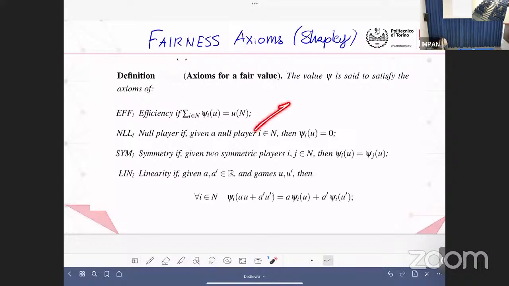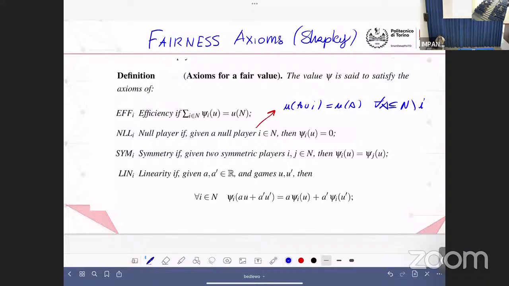Okay, you are not obliged to know null player, I realize now. Null player means practically that u of A union i is equal to u of A for all A in N minus i. So practically, if you are there or not, nothing changes. Like those guys that stay in a corner at a party, you know? Nobody even perceives their presence. Symmetry is the obvious thing. For all coalitions that make sense, if you add i or j, nothing changes: u of A union i is equal to u of A union j, and A must be suitable, i and j are not there.